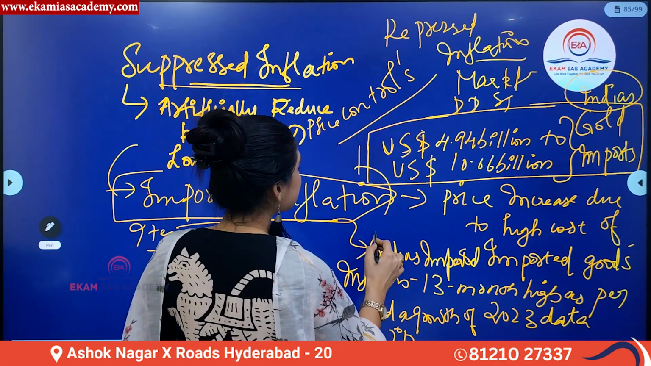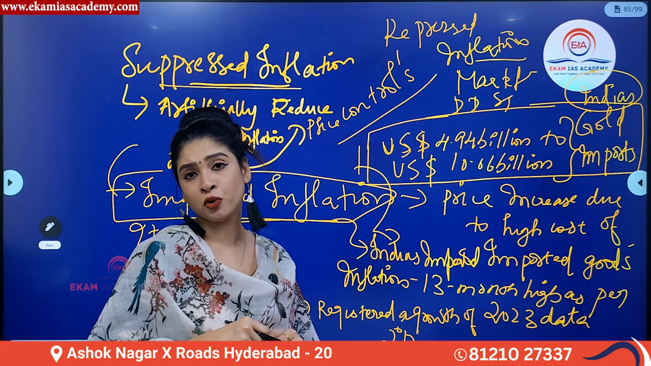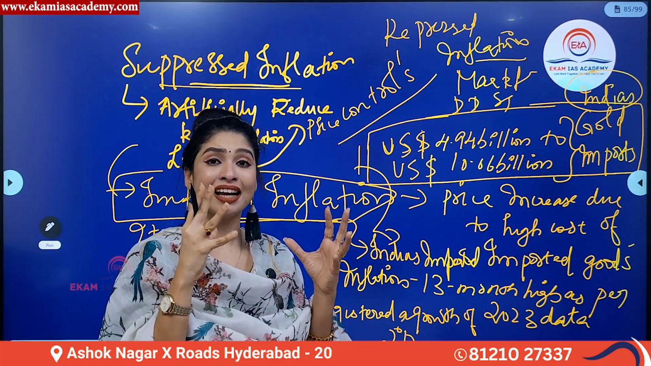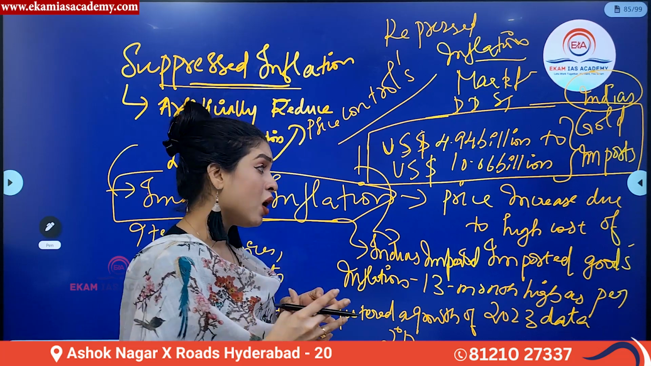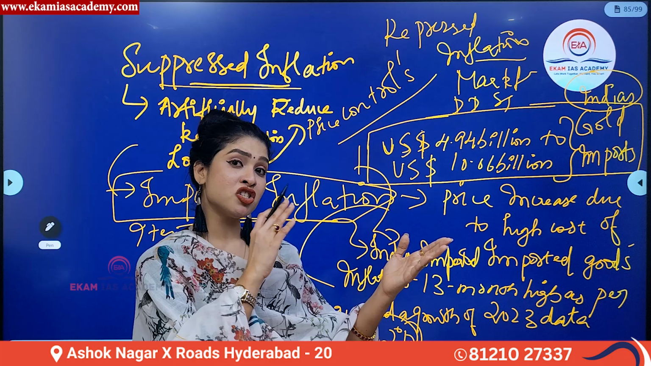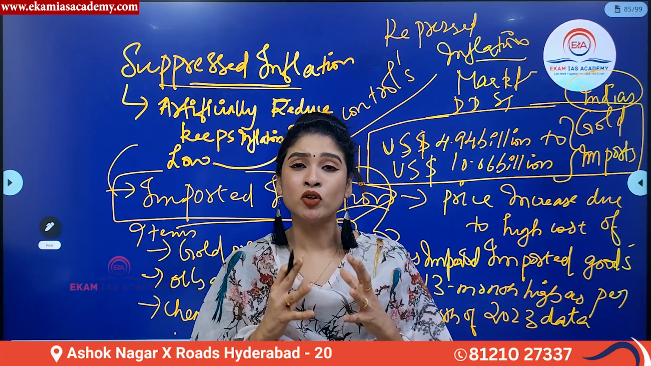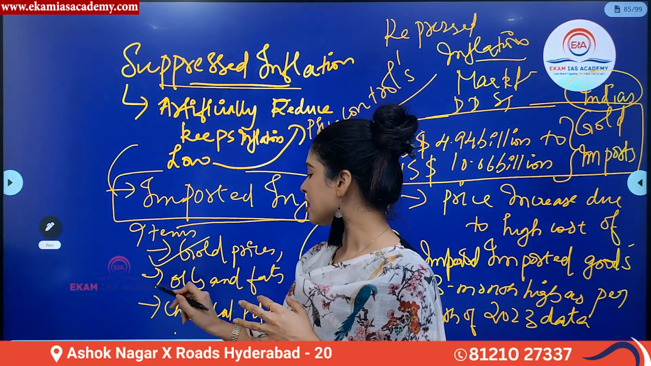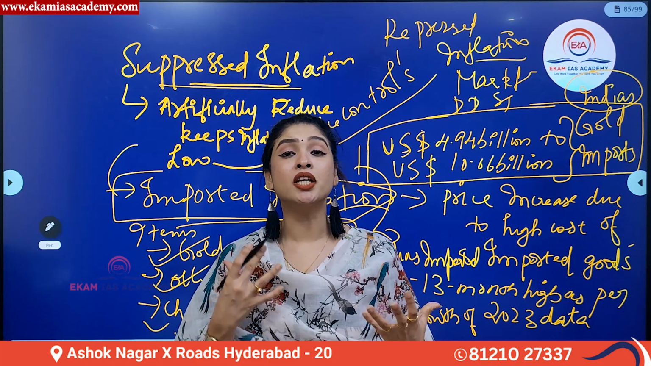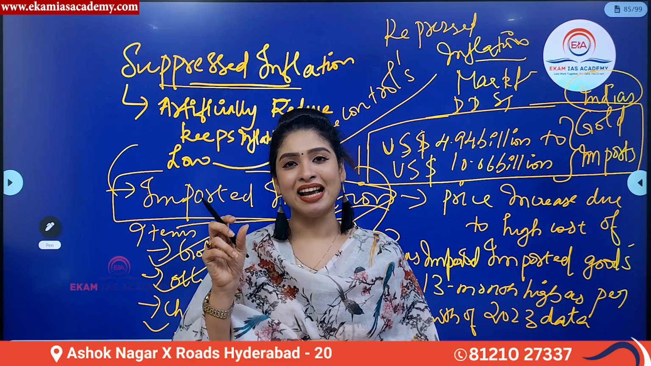And now, if you see certain current affairs data, it is important to note that as per September 2024 data, our country, India, witnessed a 13-month high imported inflation. And now the imported inflation grew by 2% in our country, India, as per 2023-24 data. And now the major items that we import in our country, India, include gold, oil and fat, and also chemical products. When the price of these imported commodities increases, automatically it leads to something called imported inflation.